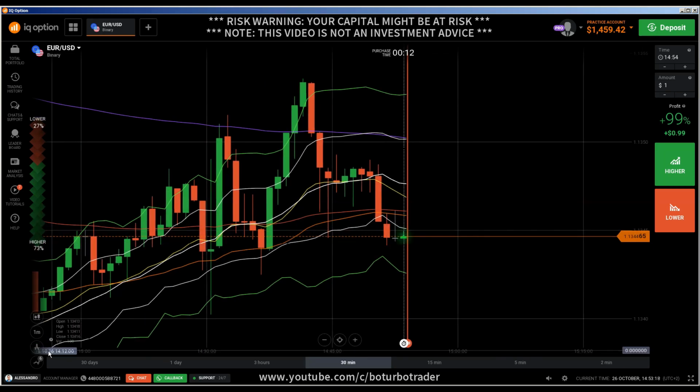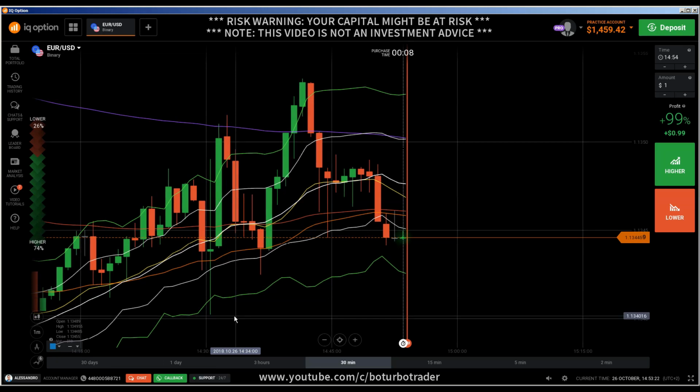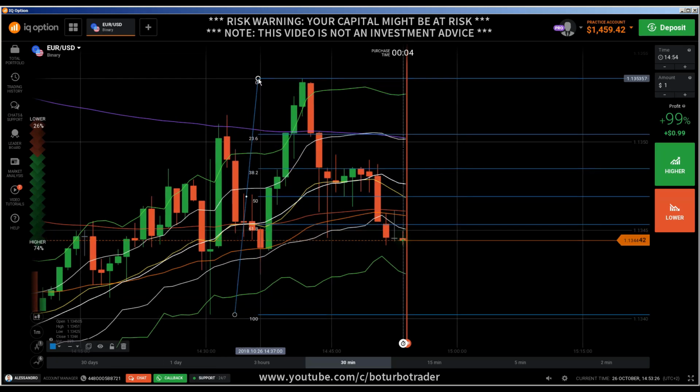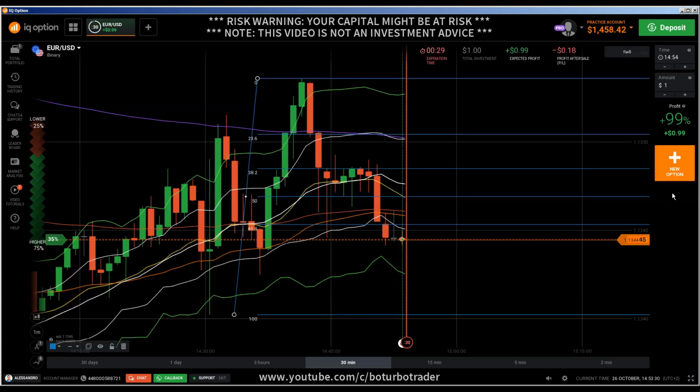Let me draw a Fibonacci level here, and then we are going to see if I can show you some trades based on Fibonacci. So yes, nice. I will do a put here because this looks like a trend continuation. Yes, not a fake breakout.